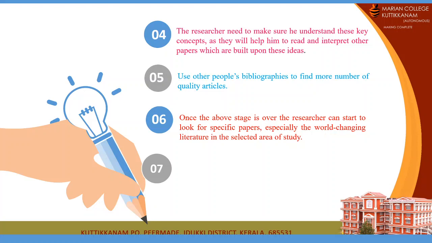Tip number 6. Once the above stage, that means tip number 5, is over, the researcher can start to look for specific papers, especially the world-changing literature in the selected area of study.